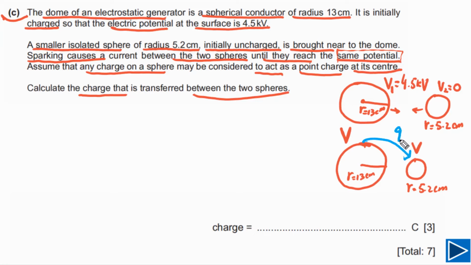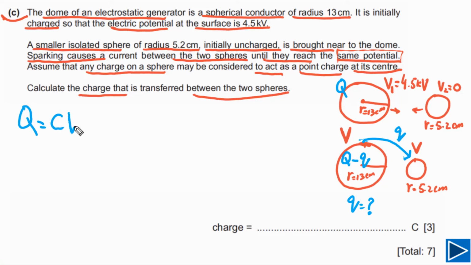Let's say the charge transfer is equal to small q, and the total charge initially on this one, let's say, was capital Q, and the charge on this one is equal to 0. The charge remaining on this one will be capital Q minus small q, and we need to find out what is the value of small q, mean how much charge is transferred between these two spheres.